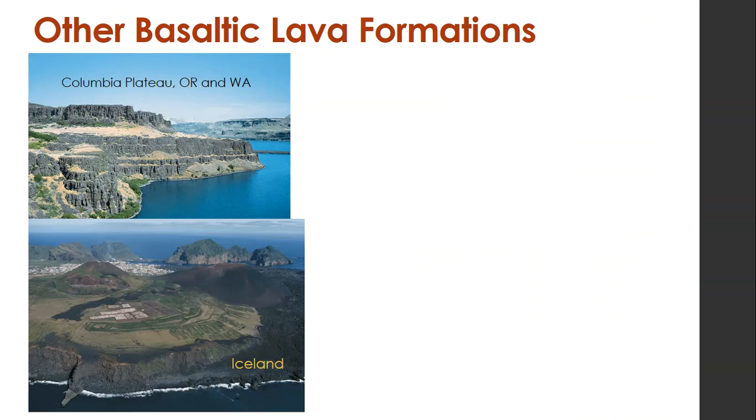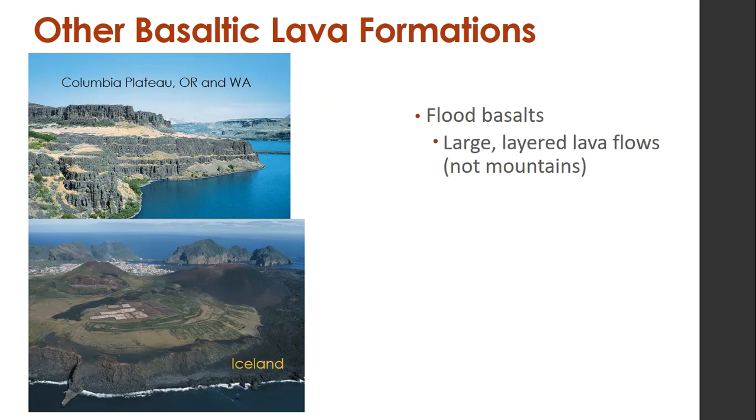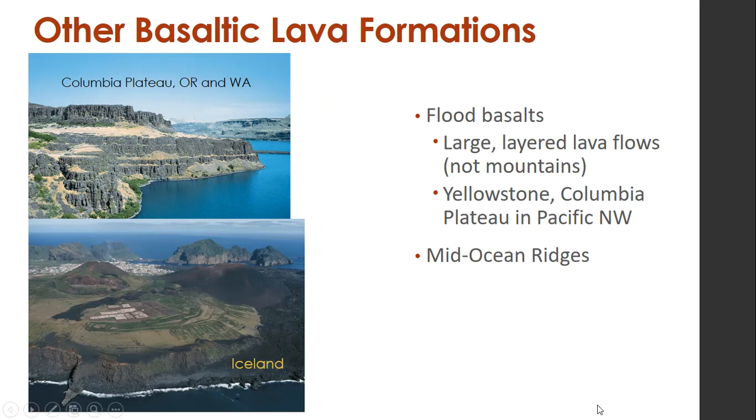There are some other basaltic lava formations that we get. We get flood basalts, which are large layered lava flows. They're not necessarily mountains. We get that in the Columbia Plateau in the Pacific Northwest, which is here. This is all from just lava flows. We also get mid-ocean ridges. Again, we have divergent plate boundaries pulling apart, and then lava rising up. Iceland is a hot spot on a mid-ocean ridge, so you get lots of lava flows here, but not a volcano that's going to erupt.